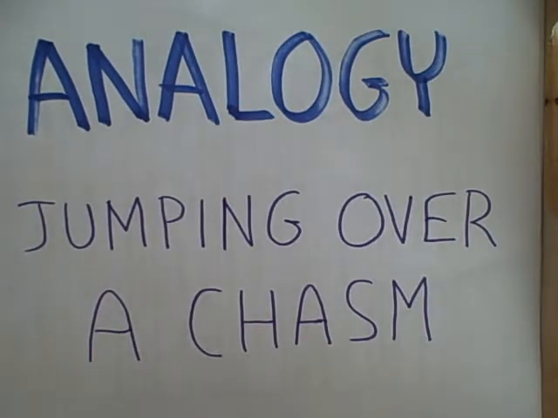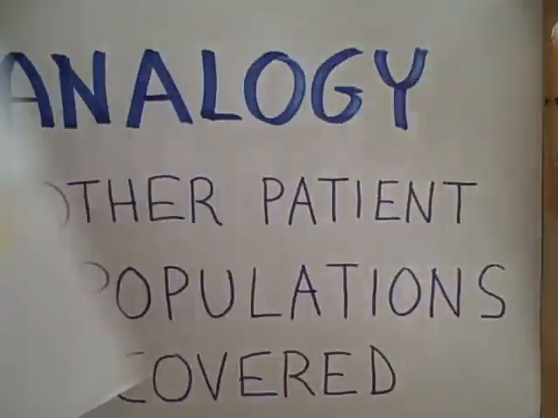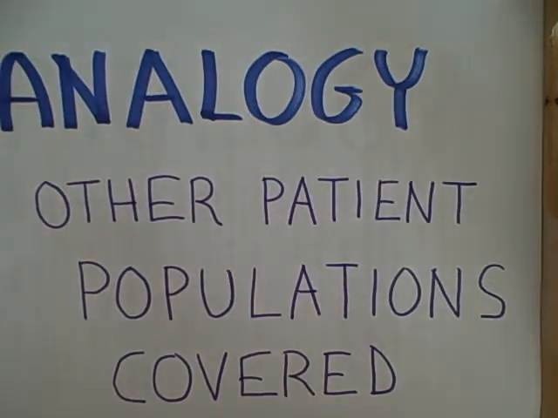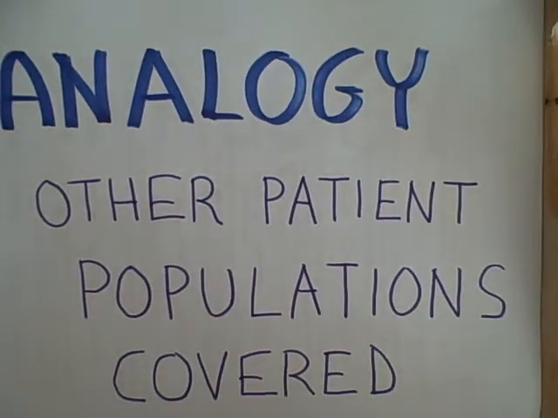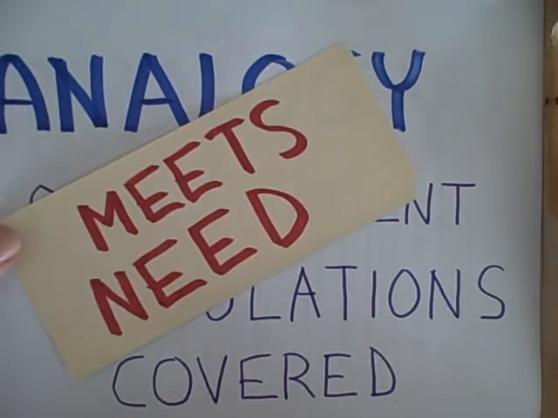Now, whenever a radical new plan is being offered, there is the question of workability. Once again, analogies can help us see how this might be done. We could say that other segments of the U.S. population are being covered today. There are patient populations such as the elderly covered by Medicare, the poor covered by Medicaid, and military veterans covered by the Veterans Administration system.